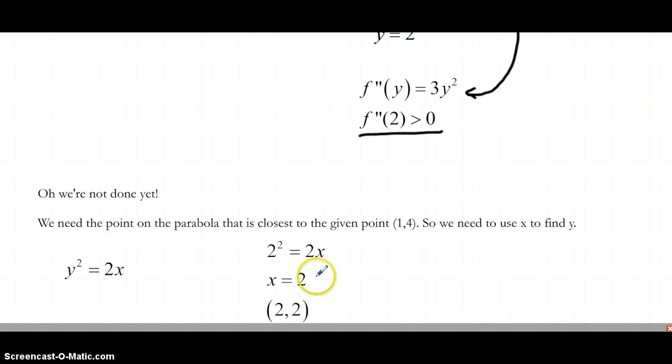If x is 2, I plugged it in. So I plugged 2 into the original equation for the parabola for y, and got that y is also 2. So the point is (2, 2), and that is the closest.